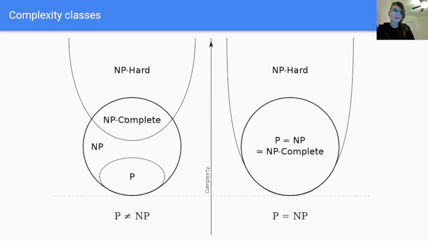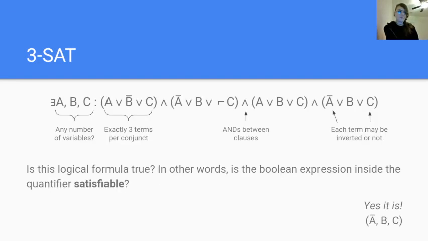Because P is down here, NP complete's up here. Here's the case where P equals NP. Everything in NP is also solvable in polynomial time. And of course, NP complete gets absorbed into that as well. Okay. There are other complexity classes that we're not going to cover that are more advanced, that we're just omitting.